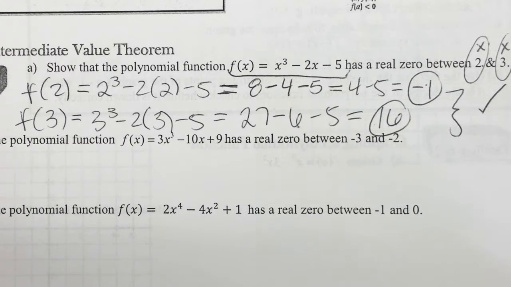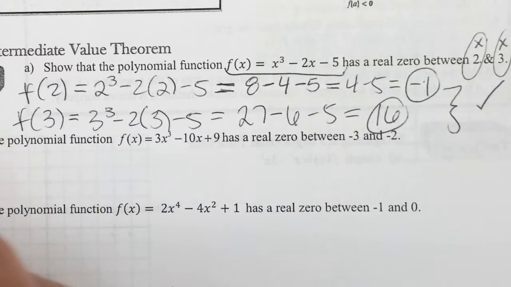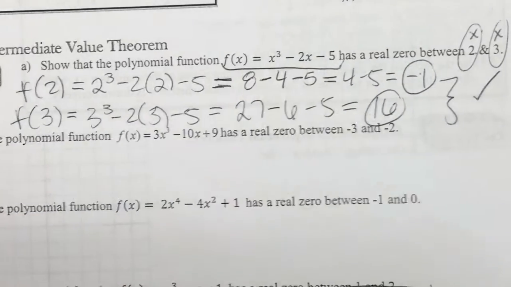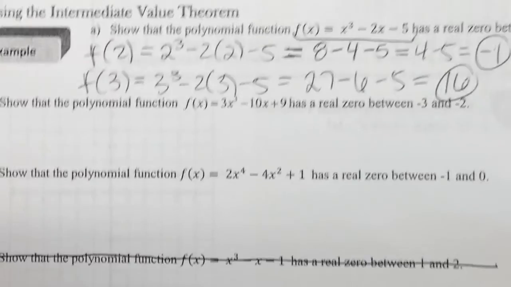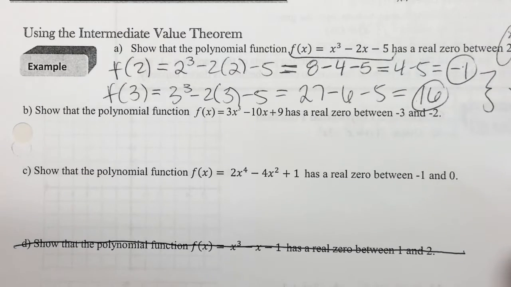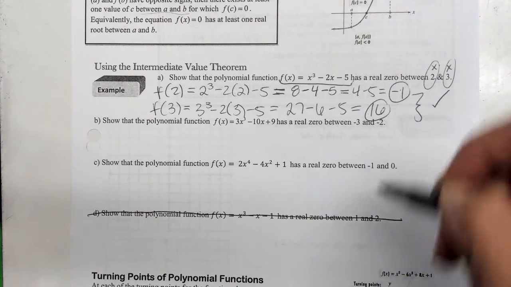Alright, we won't do a lot of these, so I'll mark off D. I just want you to do B and C on your own. Just B and C. So show that it works. If it doesn't, put an X instead of a check if it doesn't work.